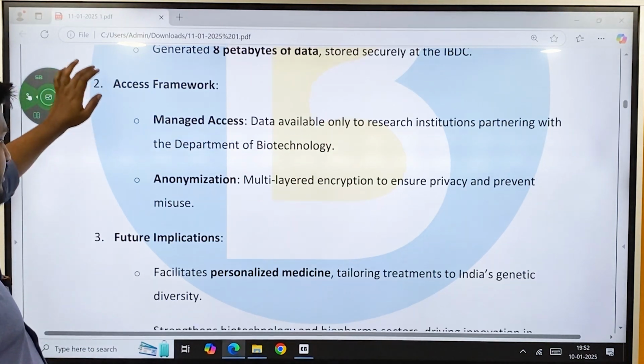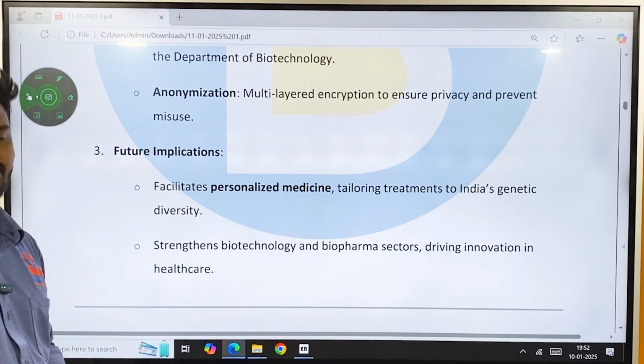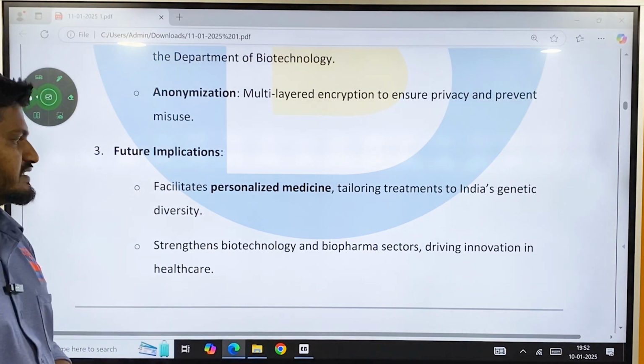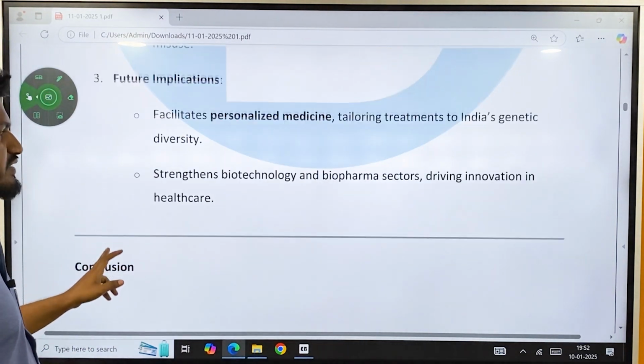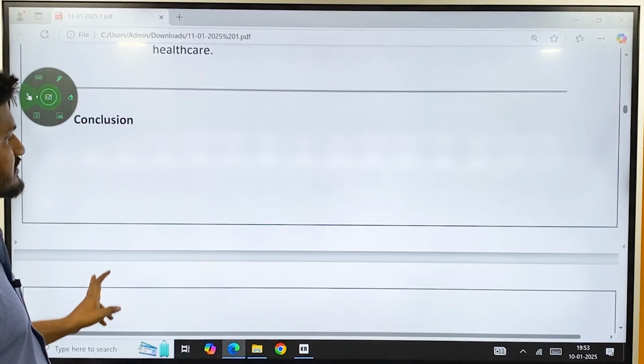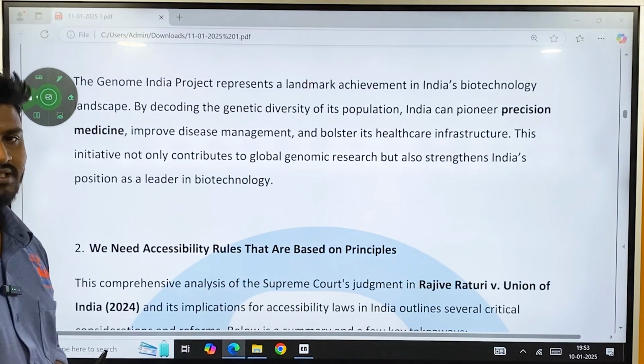The future implications include that it facilitates personalized medicine, which we already discussed. It strengthens the biotechnology and biopharma sectors, which drives innovation in healthcare. So this is about the Genome India project and that news.